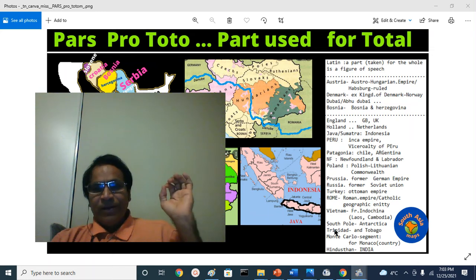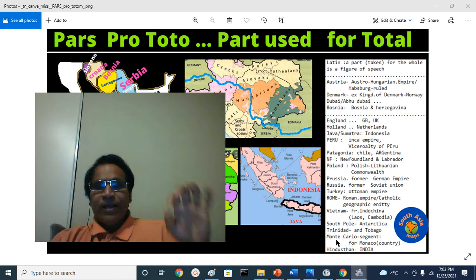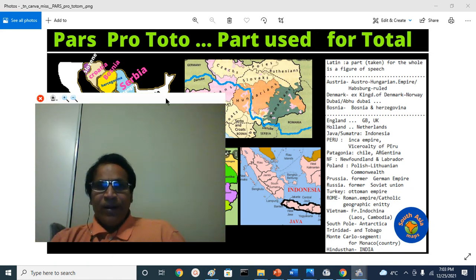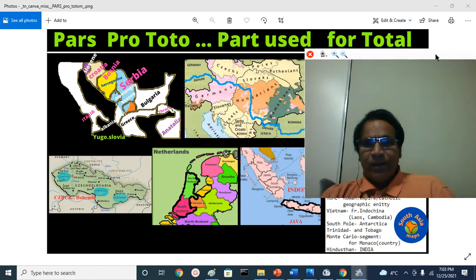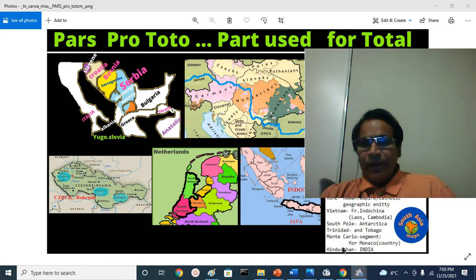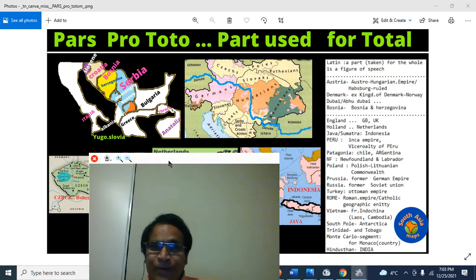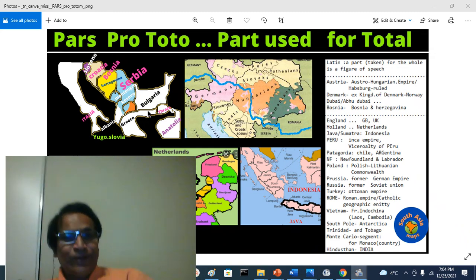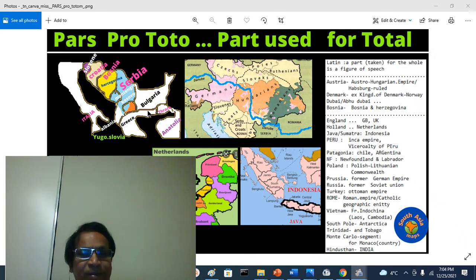Small region, Trinidad Island, is used for a country called Trinidad and Tobago, a small segment Monte Carlo used for Monaco, a small North Indian region, north of the Vindhyas and Satpuras, Hindustan, is used to represent the entire India. And I forgot to tell a very important region, Yugoslavia. This you get many times.